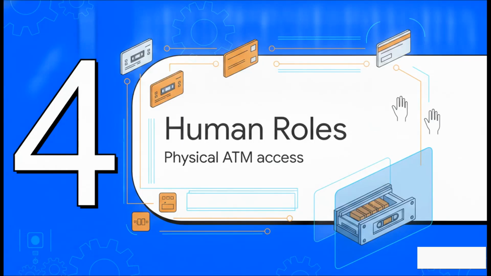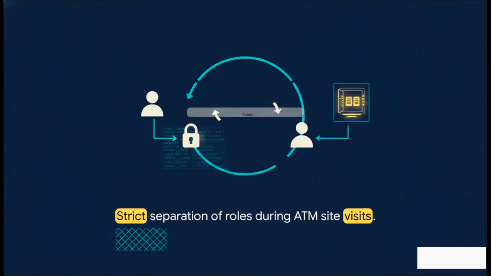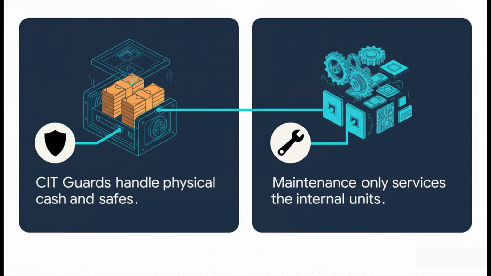Okay, moving on to Section 4, human roles. Speaking of armed guards, how exactly do we protect all this money when actual human hands need to service the machine? Opening up an ATM is without a doubt its most vulnerable moment. Because of that, physical security relies on one foundational, absolutely crucial rule: strict separation of roles. You can't just have one person with a master key doing everything. The division of labor here is incredibly precise.